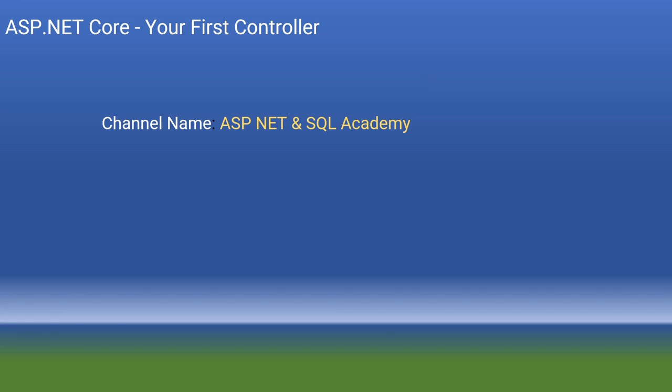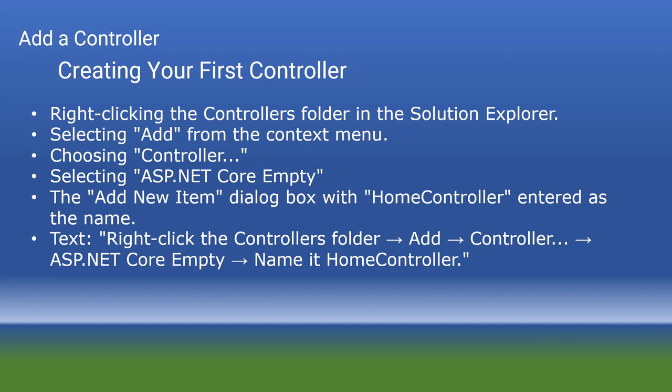Alright, let us create our first controller. This is where the magic happens in ASP.NET Core. In Visual Studio, navigate to the Controllers folder in the Solution Explorer. Right-click on the Controllers folder, go to Add and then select Controller.